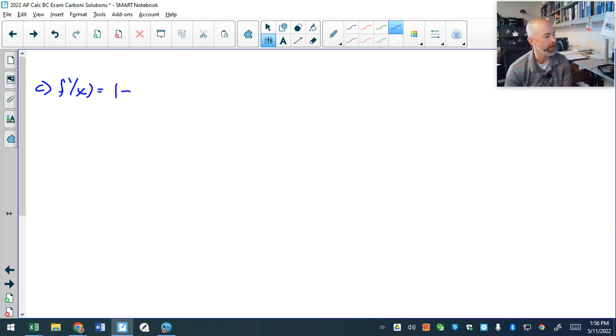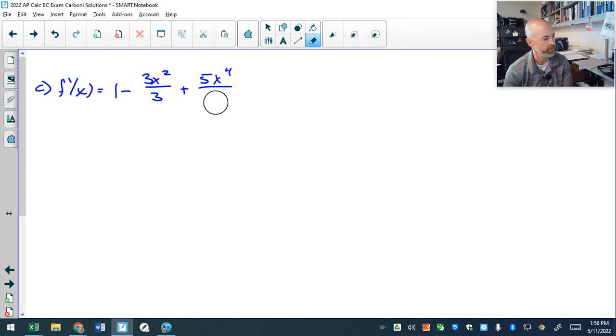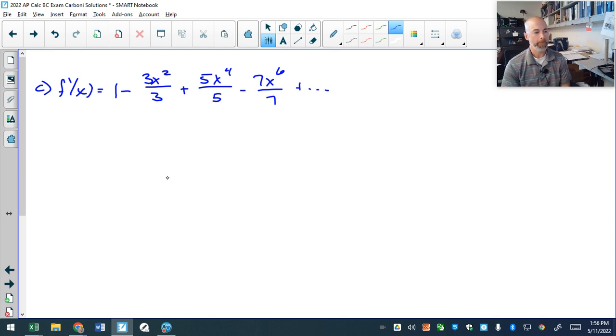So that's going to be 1 minus, and I guess I'll do this in baby pieces, 3x squared over 3 plus 5x to the 4th over 5. Minus 7x to the 6th over 7. Good job, Paul. The derivative of x to the 7th is 7x to the 6th over 7.